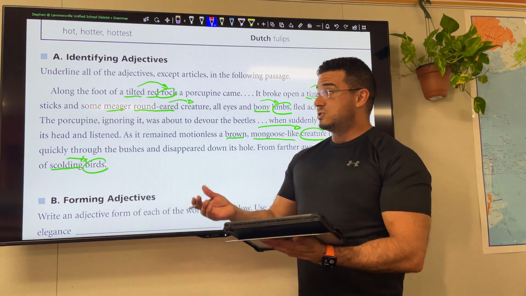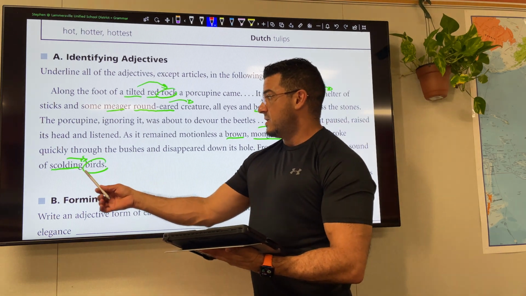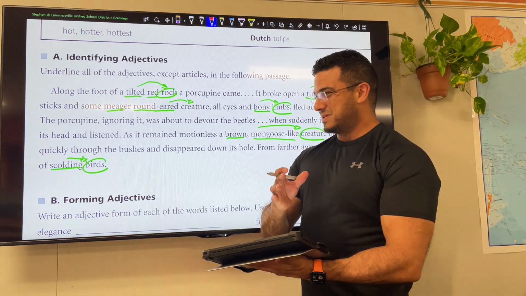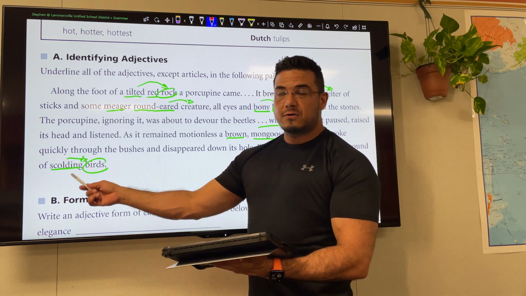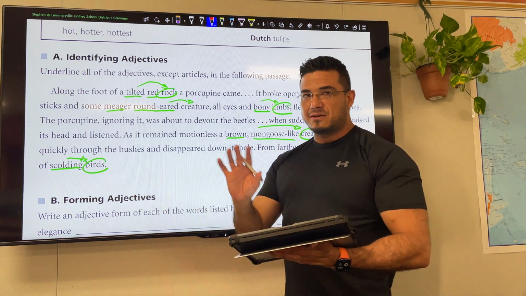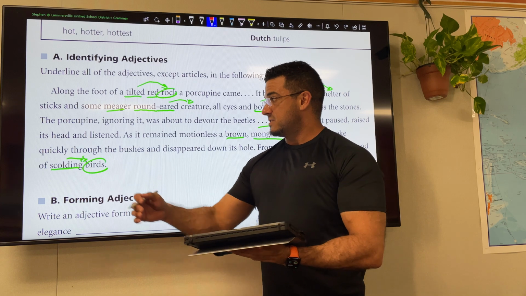And scolding here is the gerund form of the verb, right? Or actually the participle form of the verb, which means it's a verb being used as an adjective, not a gerund. A gerund would mean that the verb is now a noun.